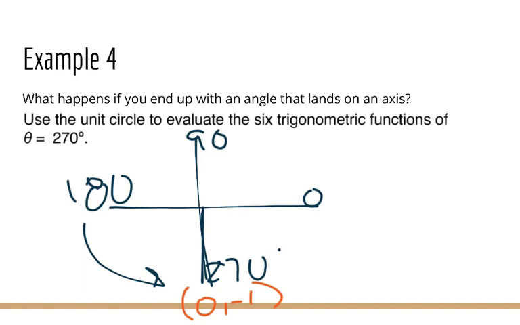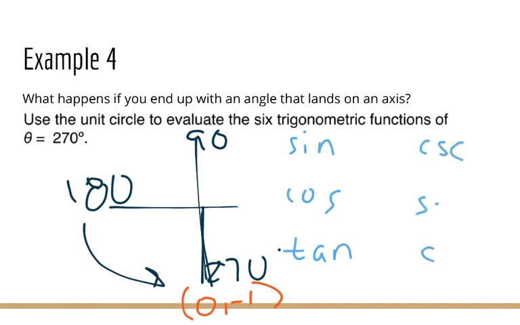So let's just start writing our answers. We already have some of them. We already know that, so let's write this out. Sine, cosine, tangent, and then CSC, SEC, and cotangent. So we know that sine is the y value, so that's going to be negative 1, and cosine is the x value, so that's 0.